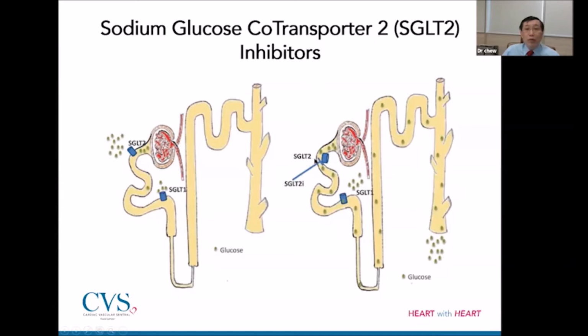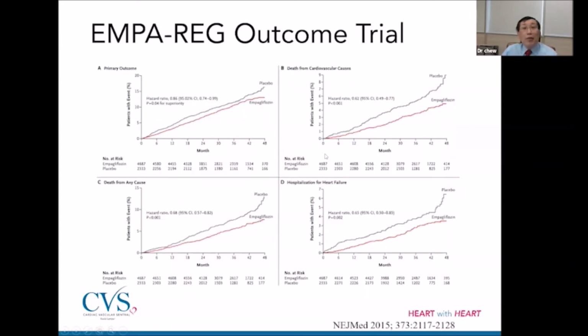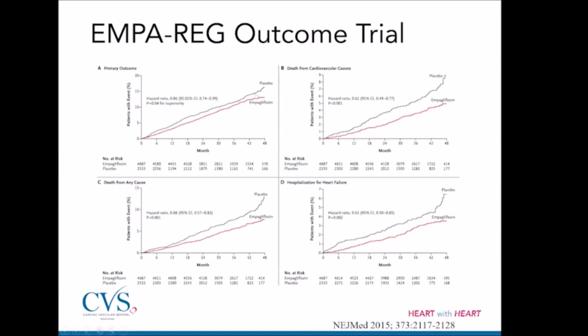SGLT2 inhibitors block this compound and therefore inhibit the absorption of glucose, so glucose is lost in the urine. So that was the premise of the use of this class of agents. In the EMPA-REG outcome trial, empagliflozin was studied to see whether it was safe cardiovascular-wise in patients with diabetes. The surprising finding was that there were significantly fewer cardiovascular events in patients who received empagliflozin compared to placebo.